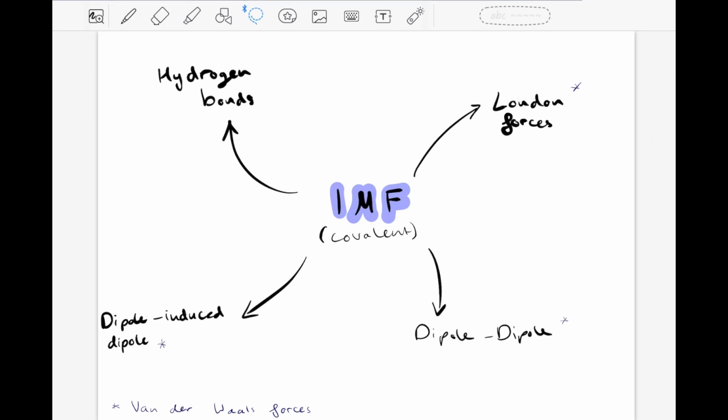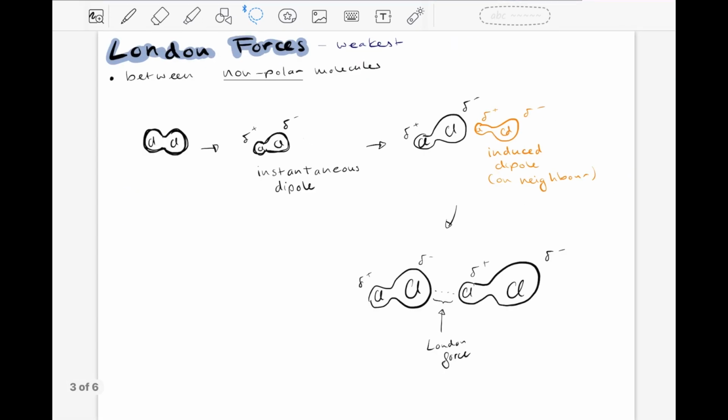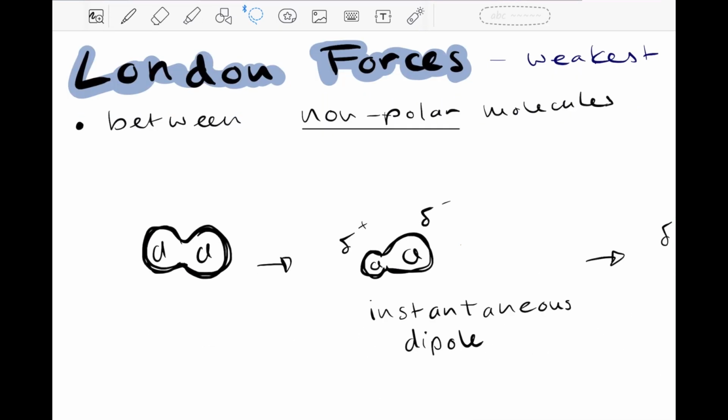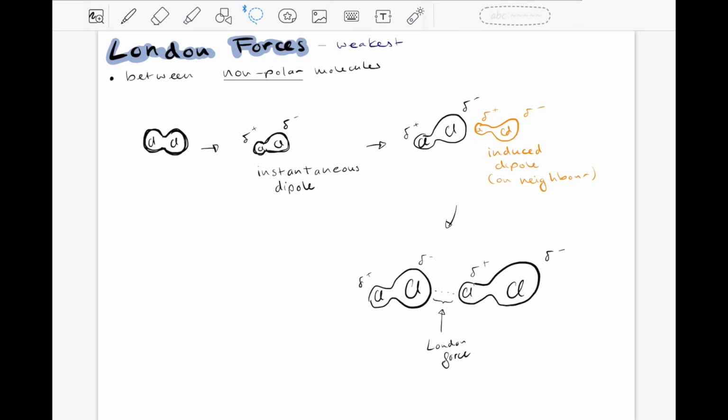And the ones with a star around them, so London forces, dipole-dipole, and dipole-induced dipole, are also grouped together as van der Waals forces. So let's take a look at London forces first, which are also referred to as dispersion forces. London forces, or dispersion forces, are between non-polar molecules, and it's the weakest type of intermolecular force.